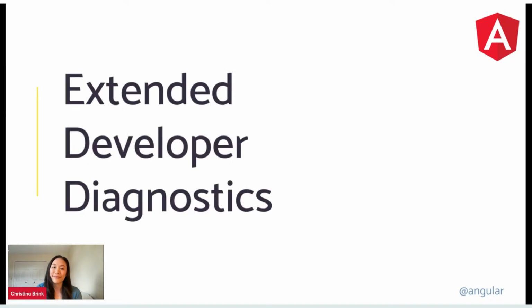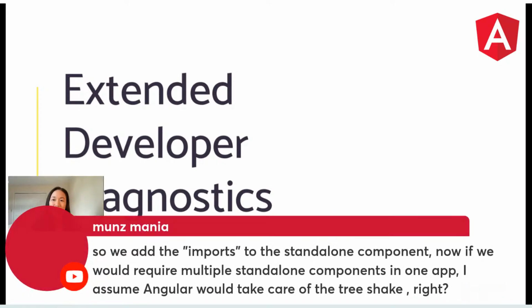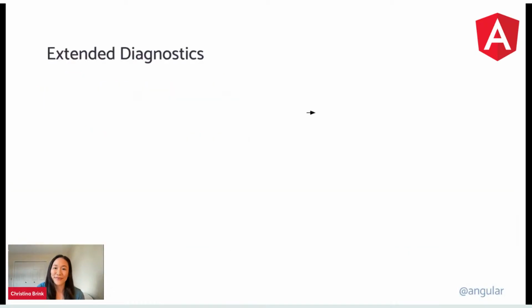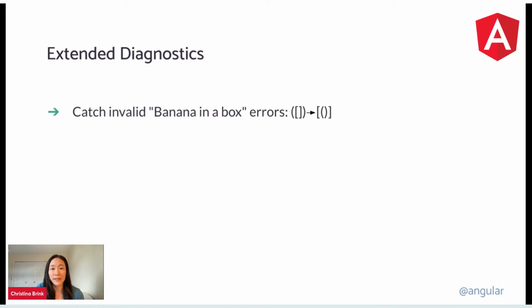Let's talk about some developer experience tooling updates. The Extended Diagnostics plugin provides developers with more actionable compile time insights while authoring Angular code. Right now, we've shipped 2 great compile time checks. Developers can catch the all too common banana in a box error where the order of parentheses and brackets is inverted, causing a tricky to diagnose error.